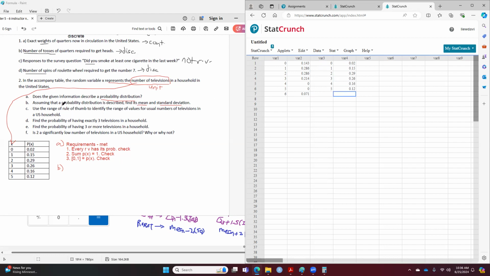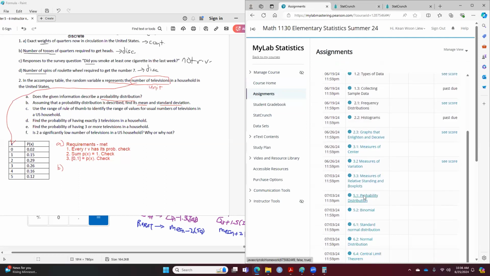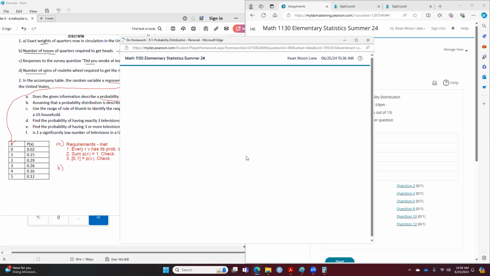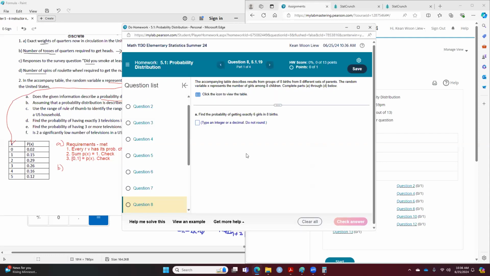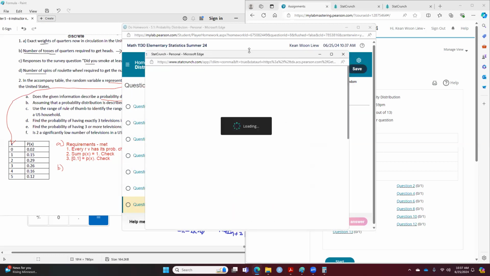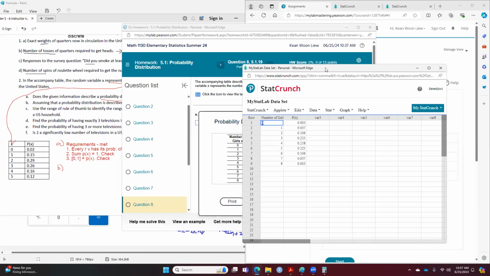And again, when you do your homework, I'll show it to you here. When you do your homework 5.1, you will get the probability distribution here. Make sure you use the little corner button there. So click on this for the table. And then you see a little rectangle here. Click on this, open in StatCrunch, and it will automatically import all this for you. So you do not need to enter it like what I just did.